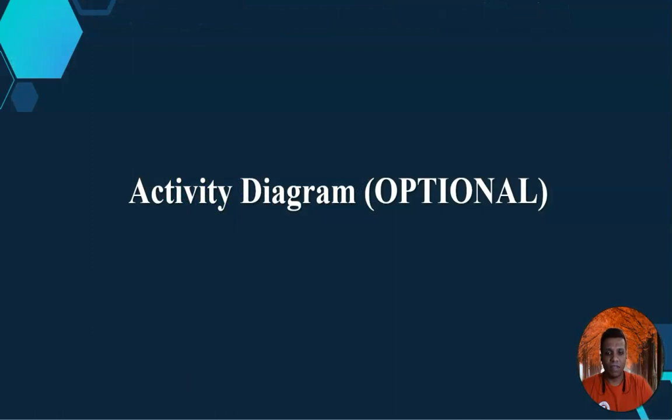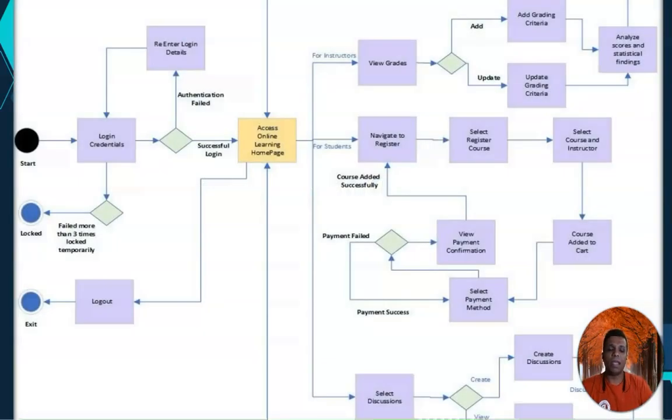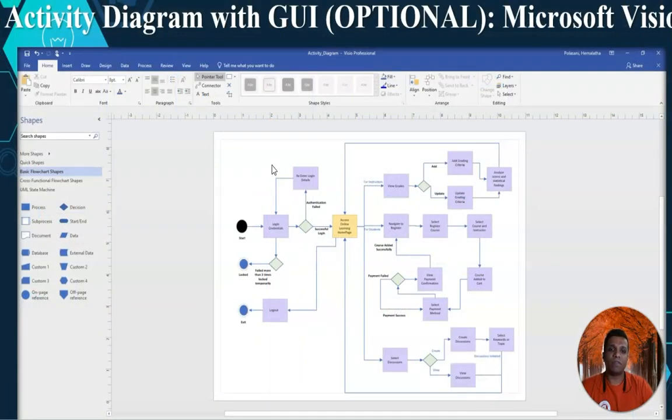We have the activity diagram. An activity diagram indicates how exactly the interaction of the user with the system takes place. In this case, for example, if a student is trying to access the software system, they first navigate to register, select register course, select course instructor, add course, select payment method, and then get redirected to the home. This is the graphic user interface of Microsoft Visio that has been used to create this activity diagram.